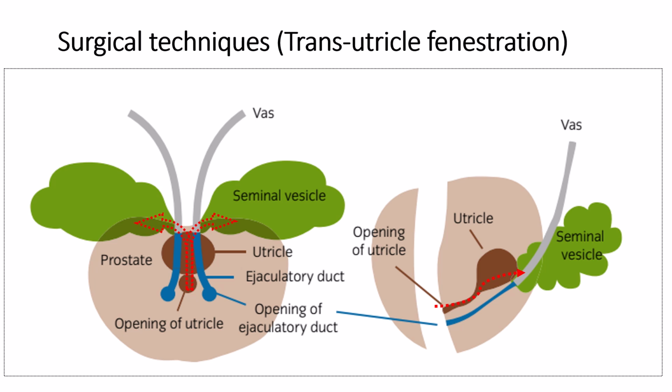Based on imaging findings and endoscopic evaluation, we planned seminal vesiculoscopy using a transutricular approach. This technique involved creating a fenestration through the prostatic utricle, especially targeting the junction area between the utricle and the seminal vesicle.